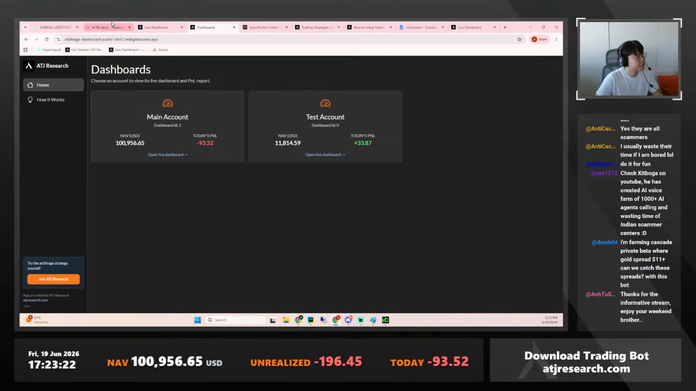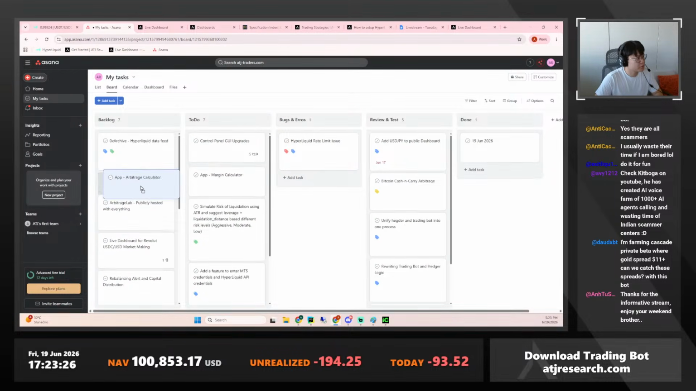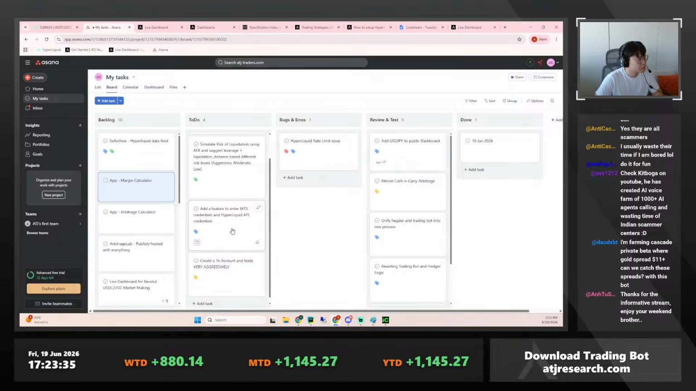And yeah, I also need to fix the public dashboard. I forgot about that. So we'll discuss that next week, what we're going to do. So next week we still have to work on the control panel mainly.